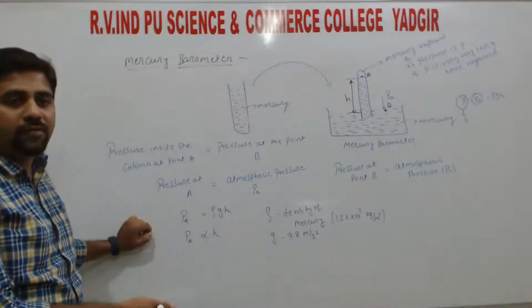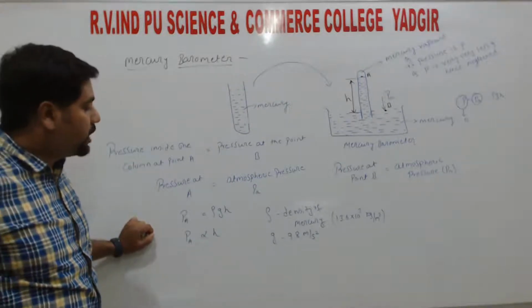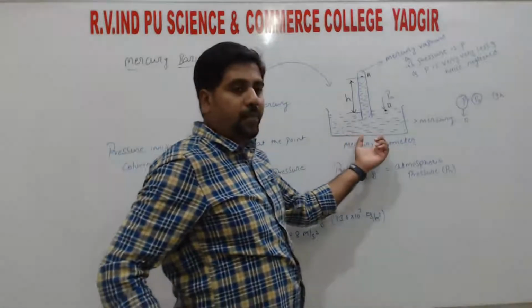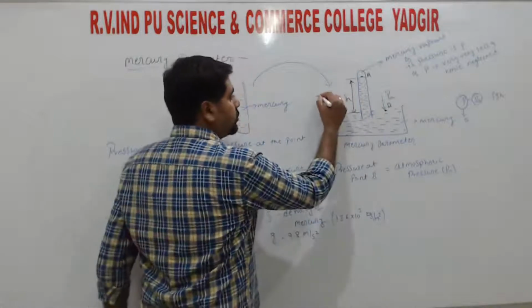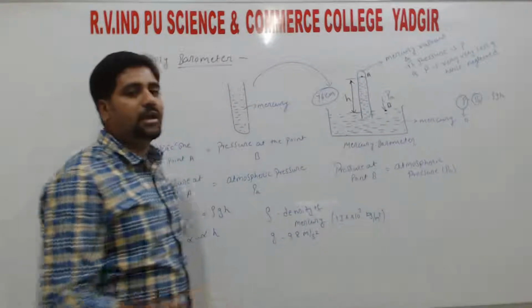So above the earth surface, wherever we go, it is almost 9.8. It only varies with the height h. So height h is from the experiment. When we conduct the experiment, the height we get is 76 centimeter, right?